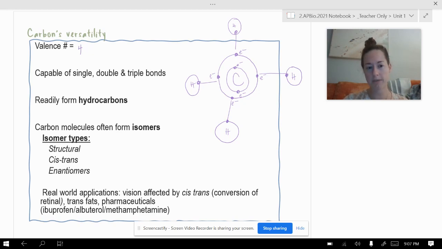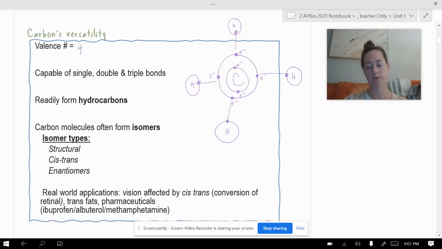Carbon is really good at forming hydrocarbons, which is what I just drew. Hydrocarbon is literally exactly what it sounds like. It's a molecule that's made up of hydrogen and carbon. And the hydrocarbons are also the base for the biomolecules that we're going to be talking about in the next video. So they're really important for living things.